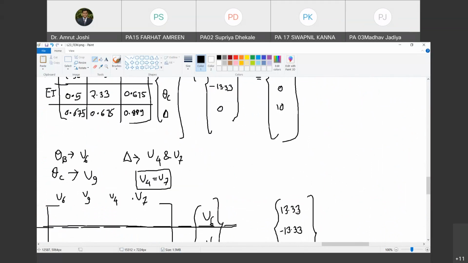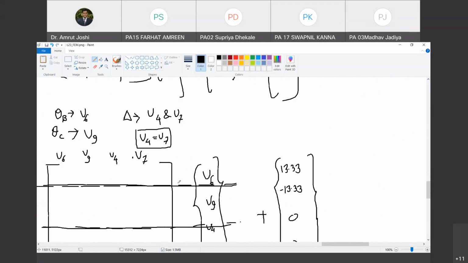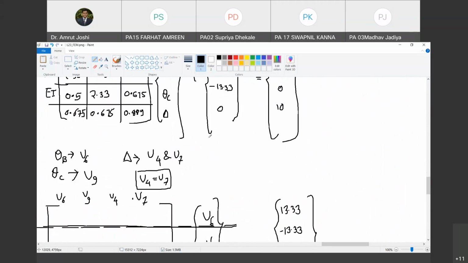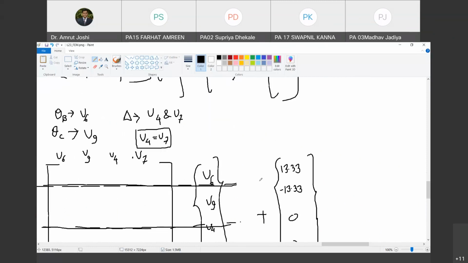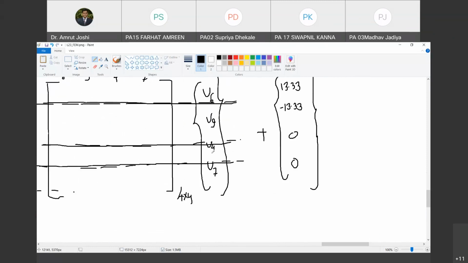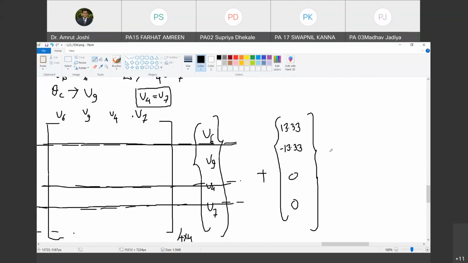Correlation देखो U6 is correlated to theta B. हाँ तो उसका एलिमेंट है 13.33. So this is okay. Do you agree with me? Yes, sir. Correlation देखो U9 का एलिमेंट है -13.33. U9 is theta C. तो this is okay. Happy? Yes, sir. लास्ट दो के बारे में अभी नहीं बोलेंगे क्योंकि U4 and U7 together constitute to delta. Happy? Okay. Now this must be equal to.